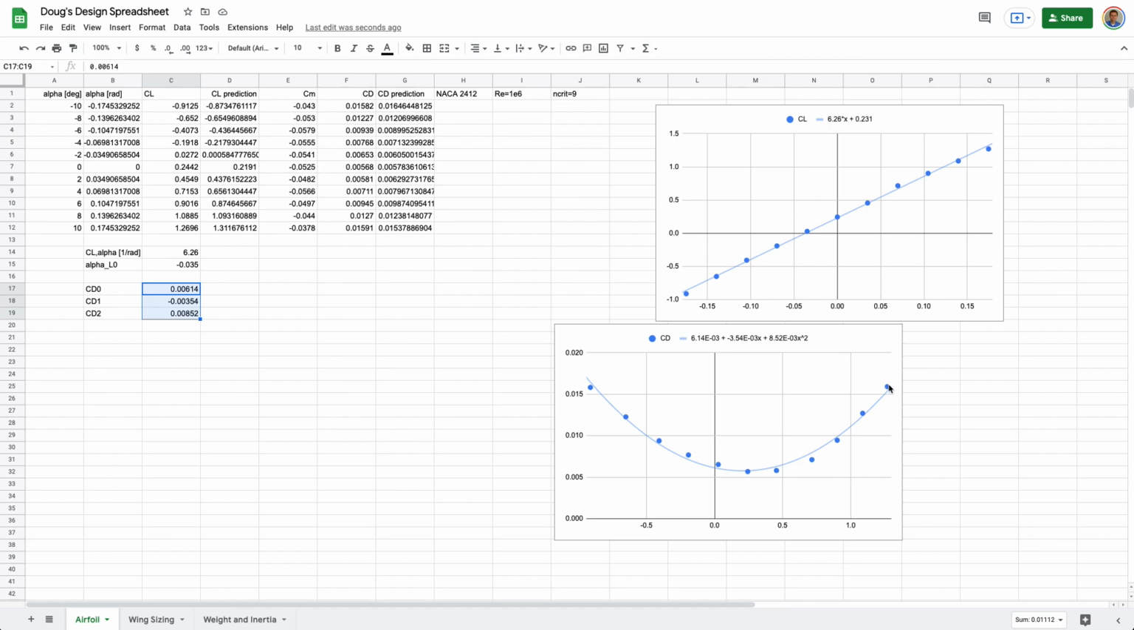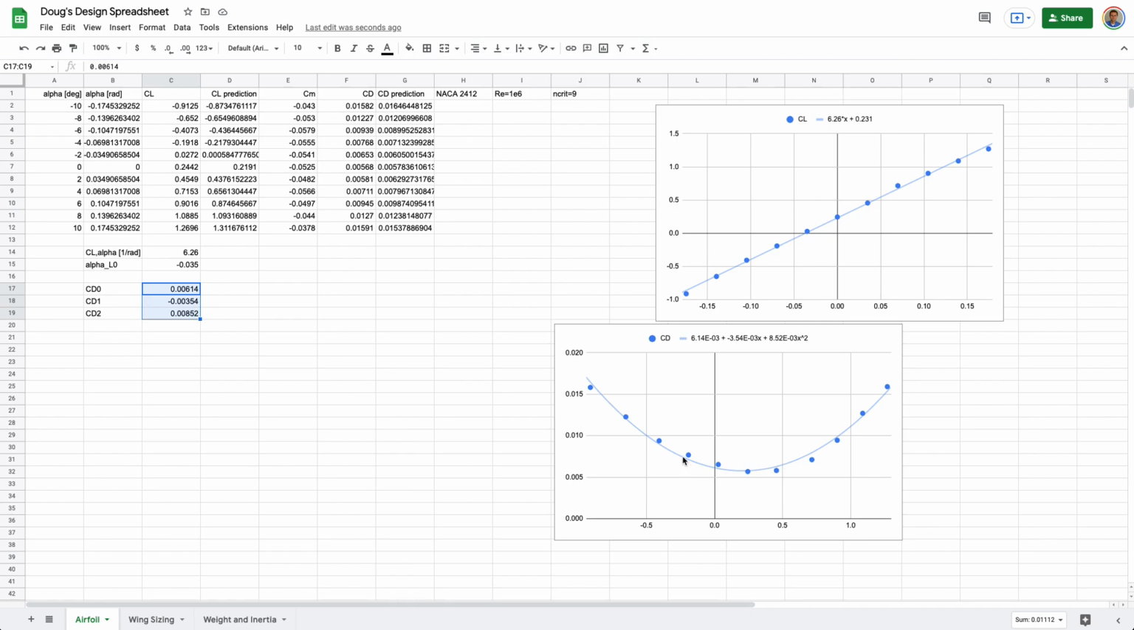But anyway, we're pretty close to stall there. So outside of this region, we'd probably want to fit another polynomial or something out here if we needed to predict the drag above stall. Now, one thing, this was a great question from someone recently that asked, well, what about the drag bucket?